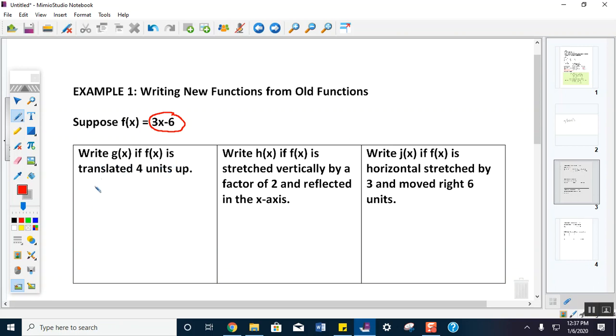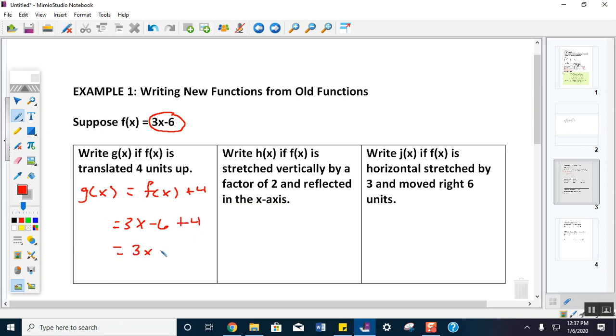Okay, so if I wanted to do this right here, g of x is the new function we're going to make. Do you guys agree g of x equals our original function, f of x? What am I going to do to f of x, kids, if I'm moving it 4 units up? Yeah, we're just going to add 4 to the end of it. So really, our g of x is going to become equal to f of x, which is 3x minus 6. That's all of f of x right there. And we're going to add 4. So what's that going to become?